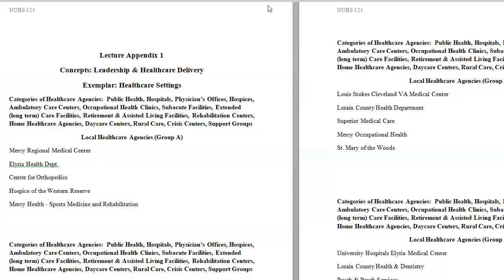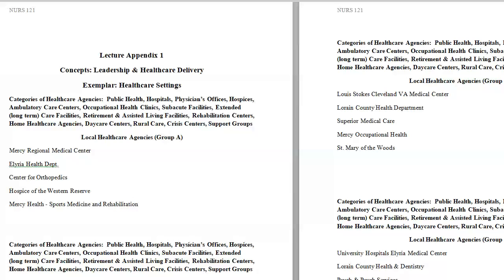Okay, so right here with Appendix 1, we're looking at healthcare settings. And as you can see, we have various groups. In Group A, we have Mercy Regional Medical Center, which is a hospital. And then we have the Elyria Health Department, which is public health. And then we have Center for Orthopedics, which is a huge building over there in kind of the Sheffield Village area, which provides a lot of physician offices. And then Hospice of the Western Reserve is hospice. And then, of course, Mercy Health, Sports Medicine and Rehabilitation are physician offices, ambulatory care centers.